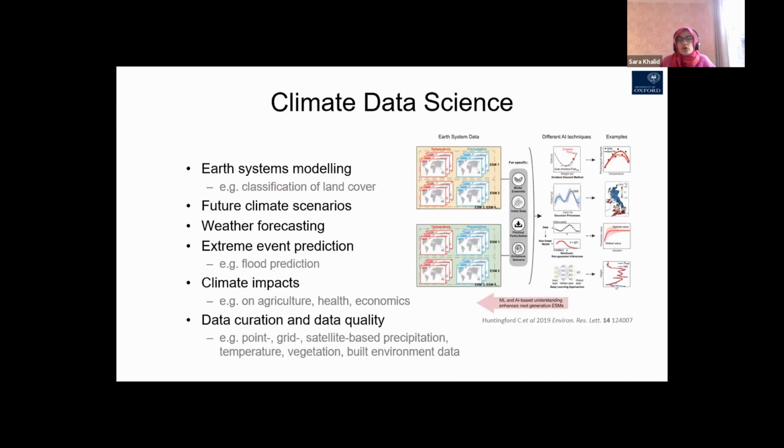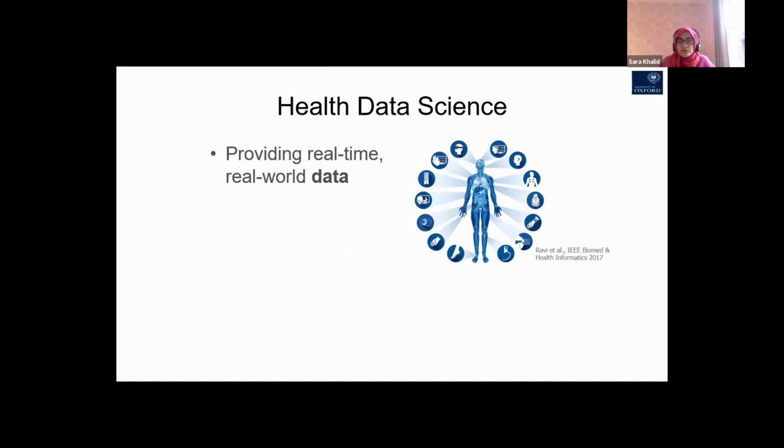First, I think a brief mention of the field of climate data science. This is an area of tremendous activity for all aspects of climate research, including, for example, Earth systems modeling, modeling of future climate scenarios, weather forecasting, extreme weather prediction, and climate data curation and data quality, which is quite an exciting area in itself. And these are just a few examples. But our focus in this talk today is on planetary health, which can largely be thought of in terms of three areas.